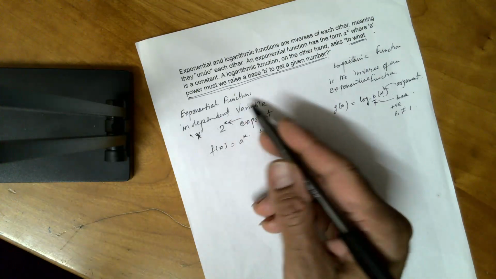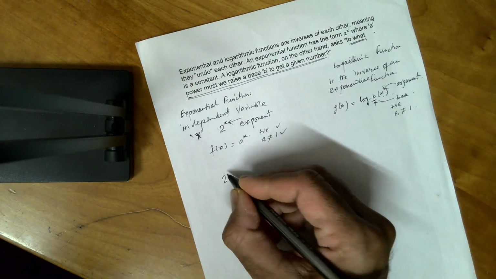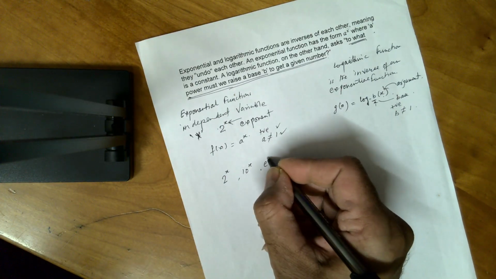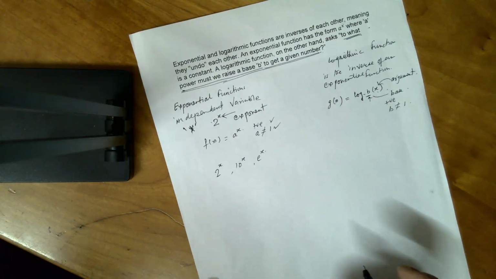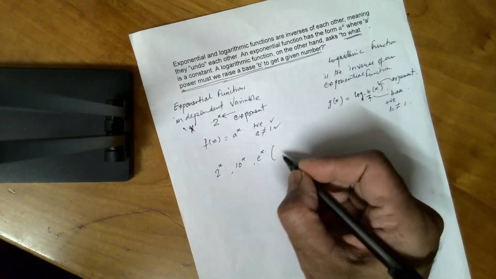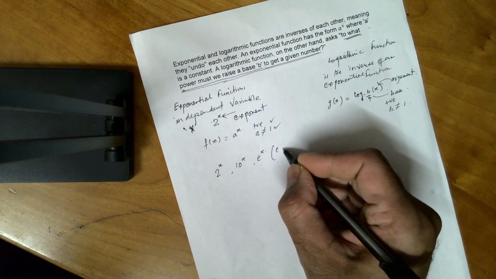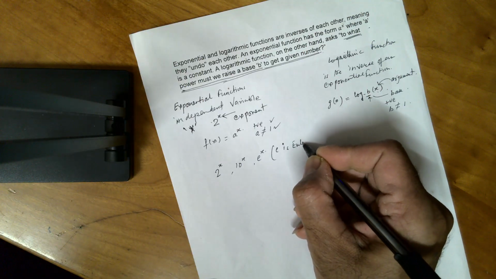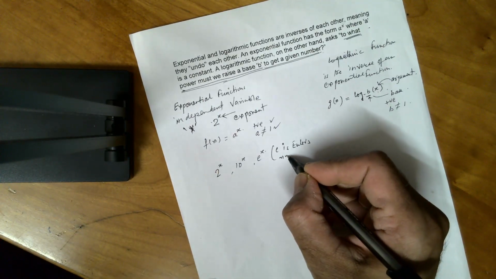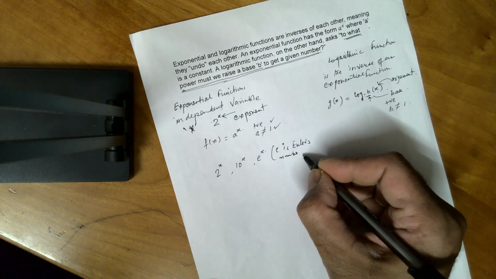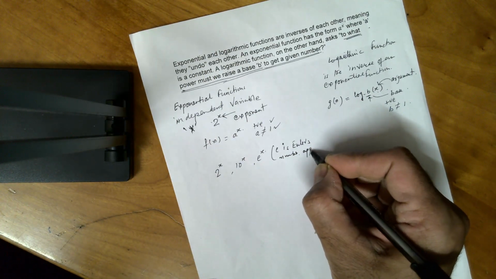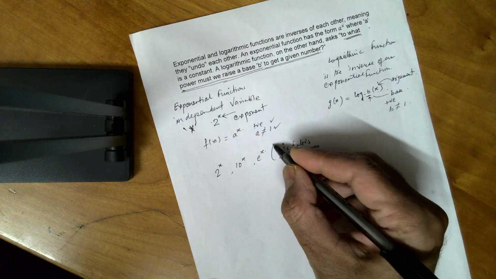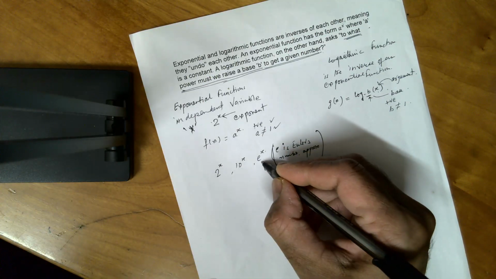Then you have exponential function examples like 2 to the power x, 10 to the power x, and e to the power x, which we'll discuss as well, where e is Euler's number, approximately 2.718. That is your e here.